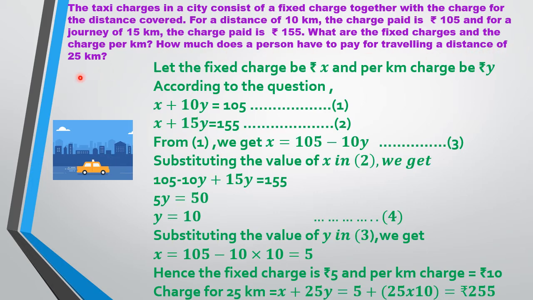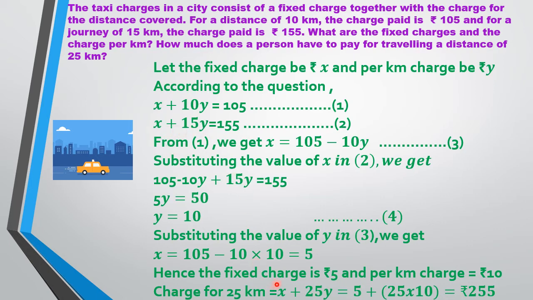Don't forget the second part. Charge for 25 kilometers. It is very simple, but you don't have to forget it. That you have to even solve this part. Why is it simple? Just you use the equation x plus 25y. How did we get x plus 25y? Because charge for 25 kilometers is here. You see, charge for 10 kilometers is 10y, charge for 15 kilometers is 15y, and now it is charge for 25 kilometers and x plus 25y.